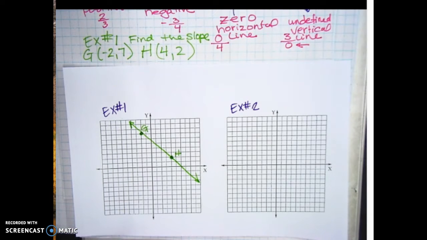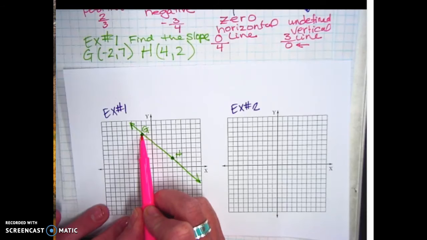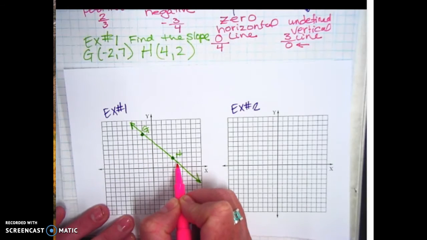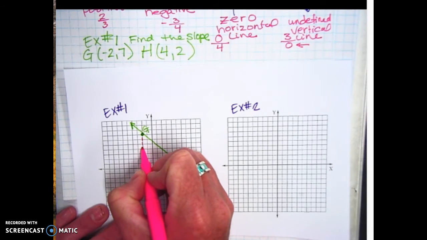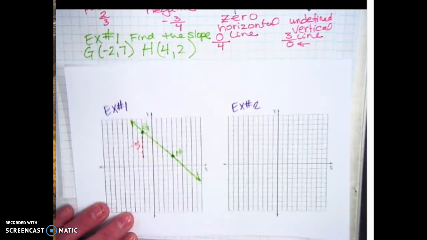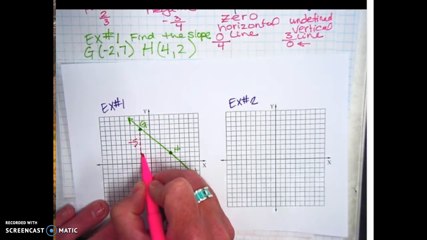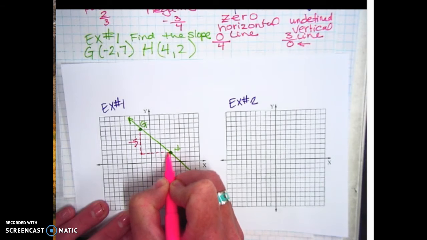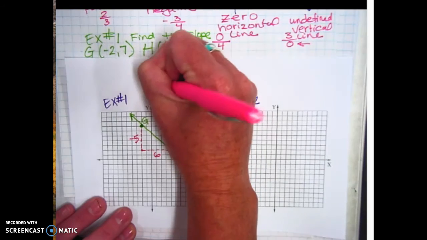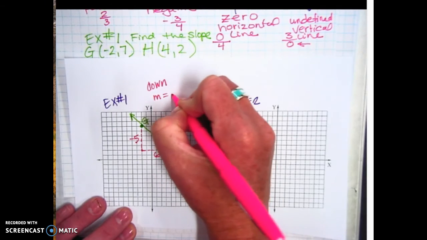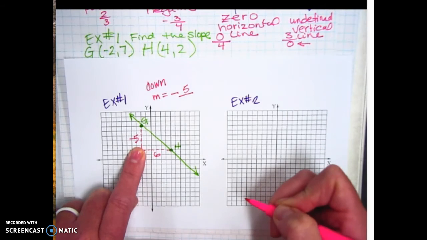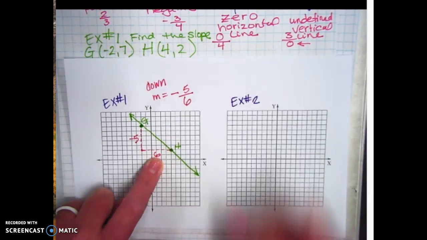So for this one, we're going to count the slope. That means from this point to this point, we're going to count how many we go down, because clearly it's going down from left to right. So we're going to go 1, 2, 3, 4, 5. So I'm going to call that -5 because we're going down. And then we're going to go 1, 2, 3, 4, 5, 6 to the right. Okay? Because we're going down, that means our slope is negative. And we went down 5, so that's the numerator. And we went over 6, so that's the denominator.